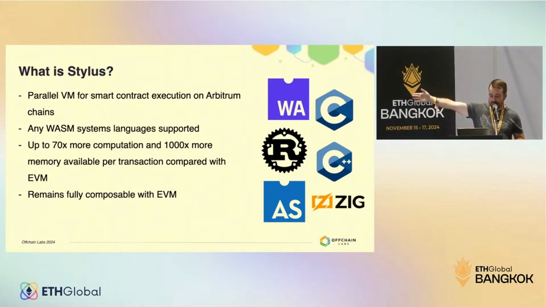The main benefit of Stylus is that you get access to 70 times more compute per unit of gas versus the EVM, and 1,000 times more memory. That's because the WebAssembly VM runs closer to bare-metal assembly instructions, so there's less virtualization going on in the Arbitrum nodes. We pass those gas savings on to developers and users of the blockchain. Whenever you're doing something computationally heavy, that's where Stylus shines.